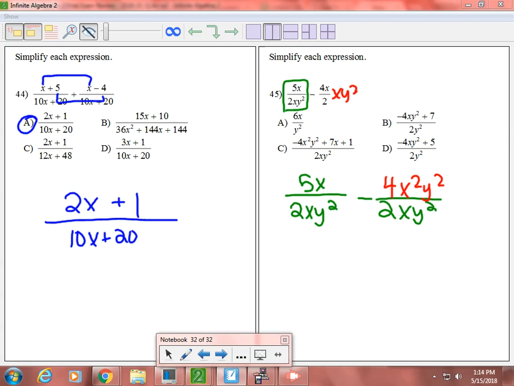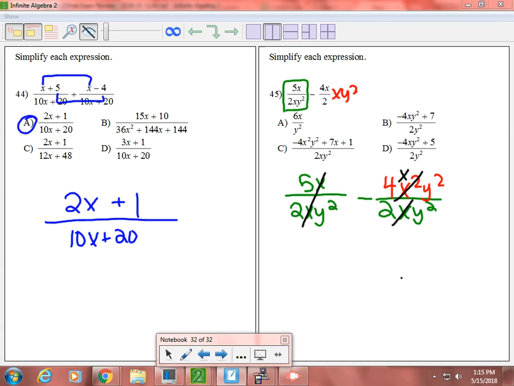Okay, so then what I can do is put this all together in one problem. So I have 5x minus 4x squared y squared, because those are not like terms, over 2xy squared. So you don't have that as one of your options. But what you can do is up here in the beginning, because this was up and down, I can take out an x from this, and I can take out an x from this. So this really probably isn't my best answer, especially because it's multiple choice.